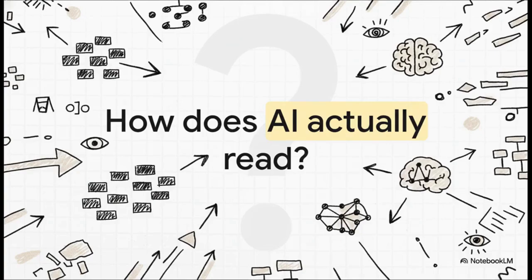So, how does AI actually read? I mean, it doesn't have eyes, right? And it certainly doesn't understand letters and syntax the way you and I do. So, when you type a prompt into a chat box, how exactly do these models process human language?